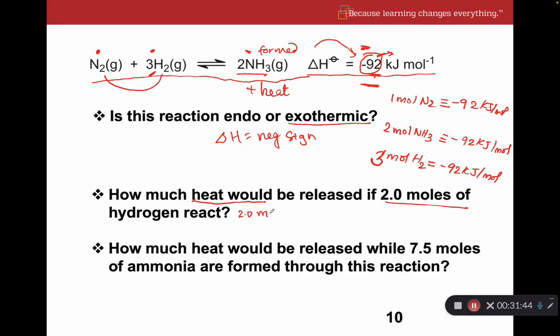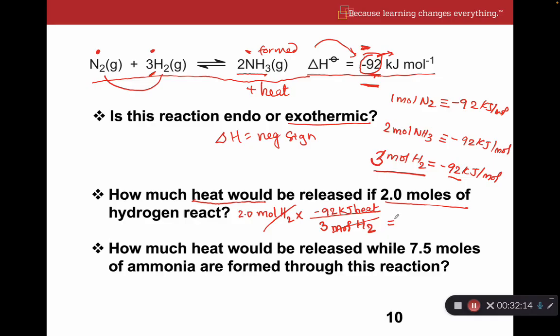2 moles of hydrogen. How much heat is released? So for the released heat, I write negative 92 kilojoule of heat on the top. What is the relation? 3 moles is equivalent to that number, so I write 3 moles of hydrogen on the bottom. Now I can cancel the moles of hydrogen, and I will have the number 2.